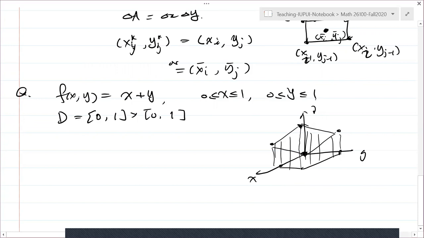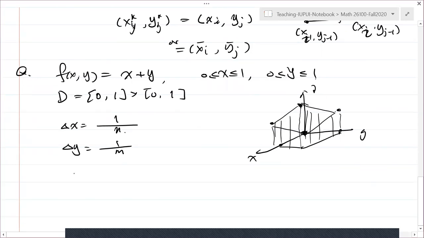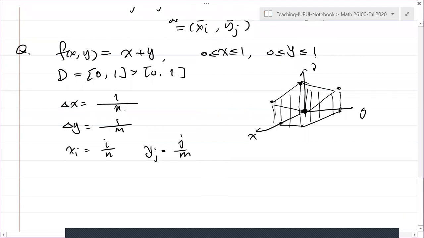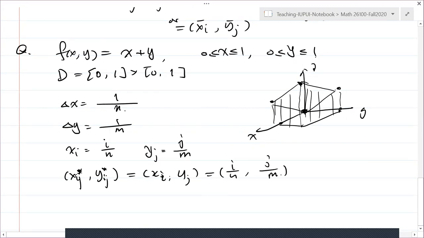So let's do this problem. I'm going to partition the region. Delta x is going to be 1 over n, and delta y is going to be 1 over m. It doesn't matter which letters we use. So xi is going to be i over n, and yj is going to be j over m. I also take the sample point in each rectangle to be xi, yj, so this is i over n, j over m.